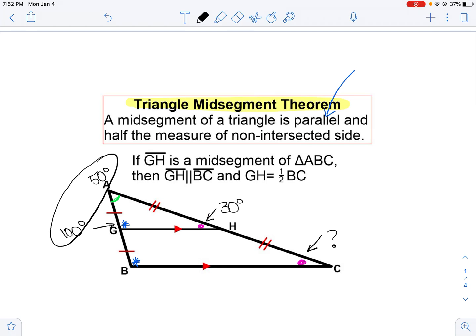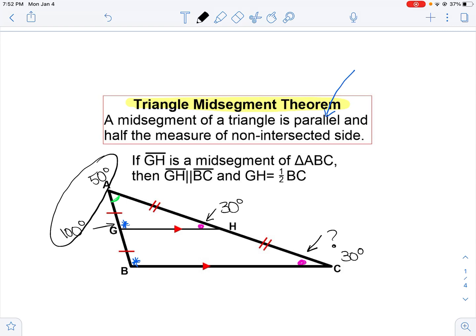Those two pink dots there, they're both pink because we know that they are corresponding angles, because those lines are parallel. And when we have corresponding angles, their measures are congruent. So we therefore know that angle C is also 30 degrees. You will see that today.